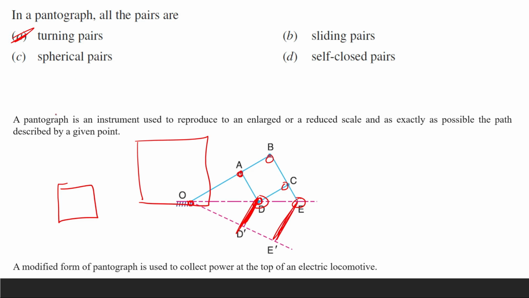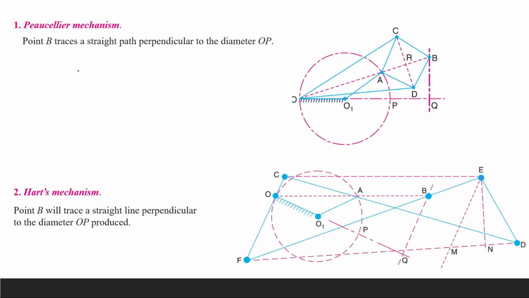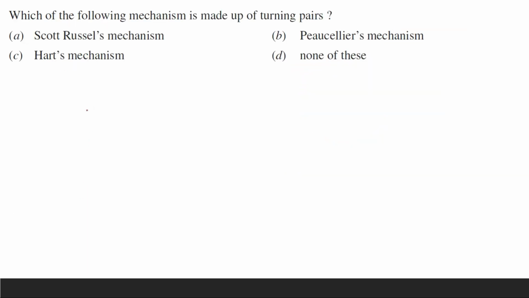Here you can see the pantograph is used to collect power at the top of an electric locomotive. Which of the following mechanisms is made up of turning pair only? Scott-Russell mechanism, Peaucellier mechanism, or Hart's mechanism. So let's see. Here you can see the Peaucellier mechanism is this. Point B traces a straight line path perpendicular to diameter OP. So it is just used to draw the straight line. And in Hart's mechanism, point B will trace a straight line perpendicular to line OP. So it is also used to draw a straight line.